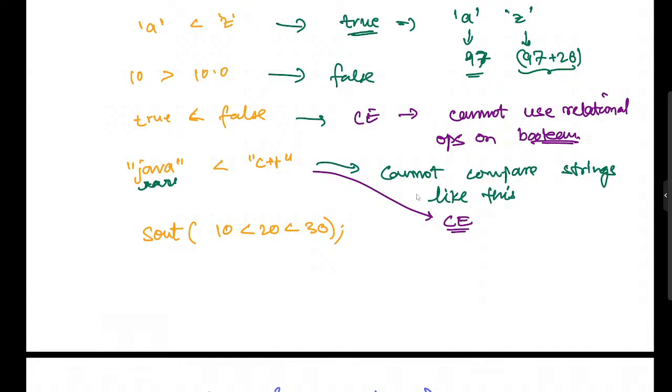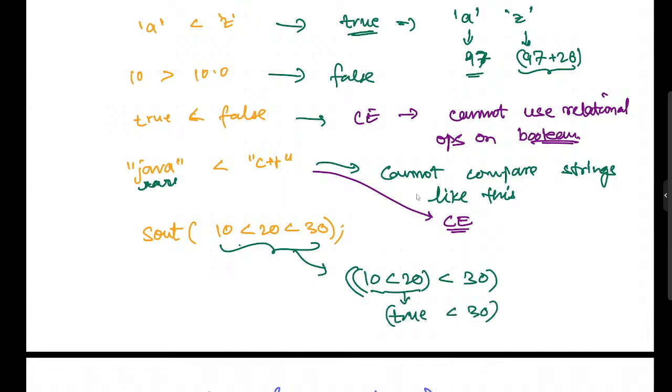That is one more problem. And this particular thing is interesting. Here, operator precedence kicks in. The precedence is that 10 less than 20 will happen first and then less than 30 will happen later, right? So 10 less than 20 will give you true, and now true less than 30 does not make sense. So this is wrong.